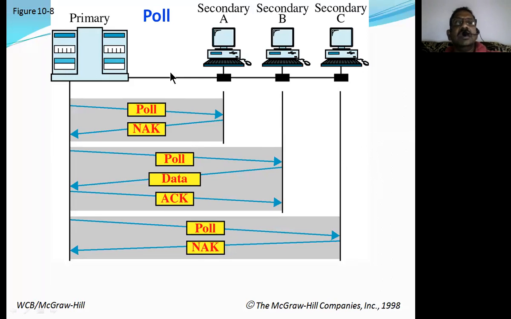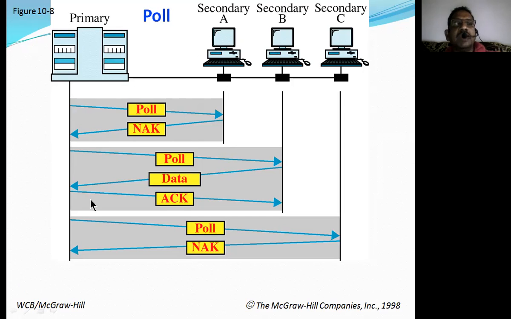whenever the primary wants to receive data from a secondary, the primary is going to send a polling signal to the secondary. For example, if the primary wants to know the status of a secondary, it sends the polling signal to the secondary. Imagine that secondary A has sent a negative acknowledgement. That means, because of some reasons, secondary A is not ready to send the status signals or any other signals to the primary station.